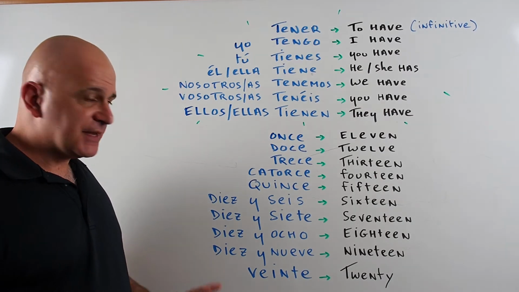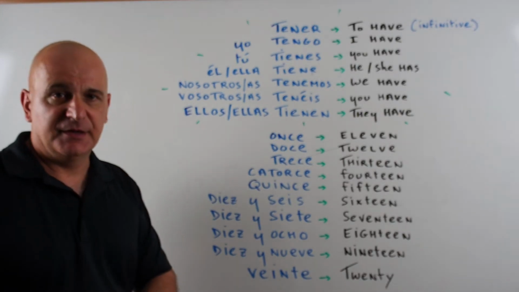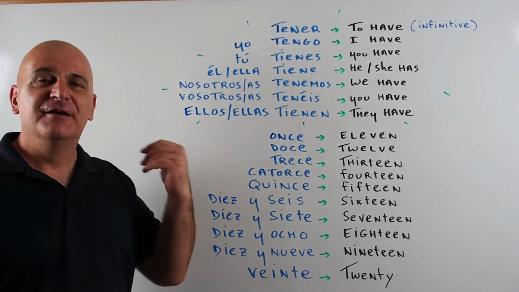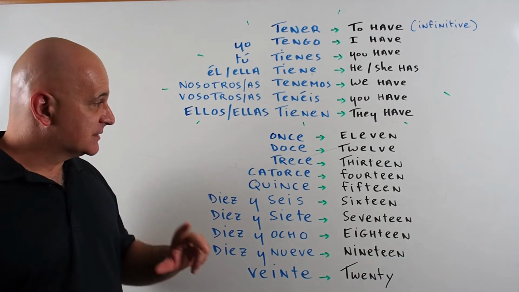And for the sake of it, now we have 20 here, and 20 in Spanish is veinte. Yeah, come on, try it. Veinte. All right?